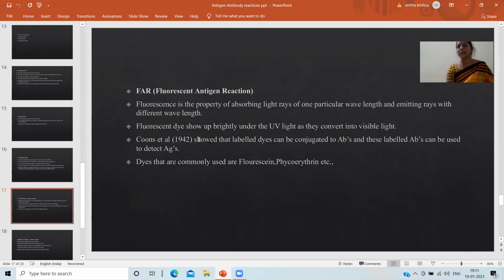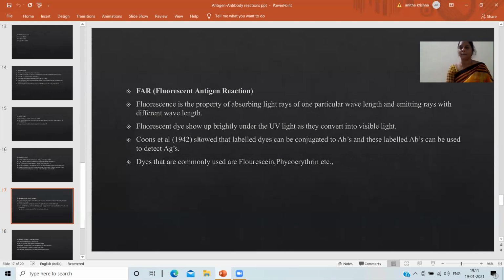Direct FAR helps in detecting the invading microorganisms or pathogens in the clinical specimens. In this, you take a clean slide and coat the slide with the antigen. Then a specific antibody conjugated with the fluorescent dye is added. If the antibody is complementary to the antigen, they form a complex, and that can be seen under the fluorescent microscope as fluorescence. So that is your direct FAR.